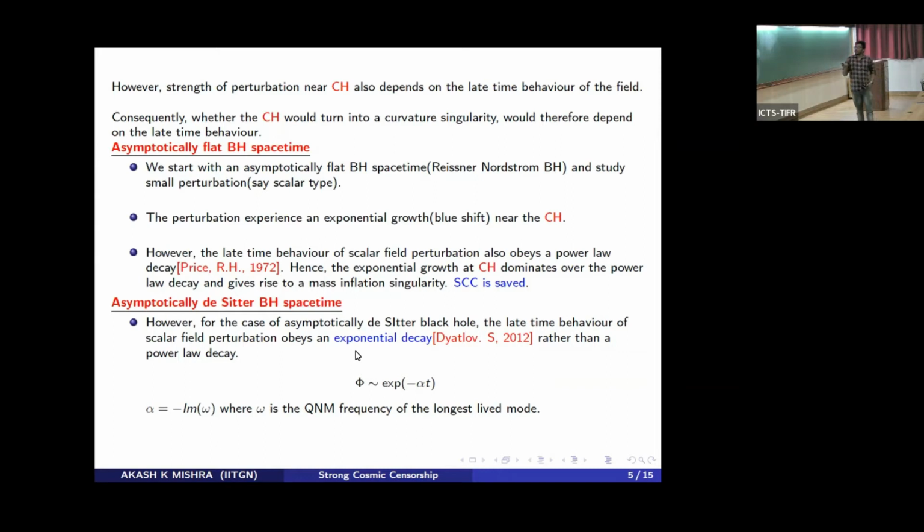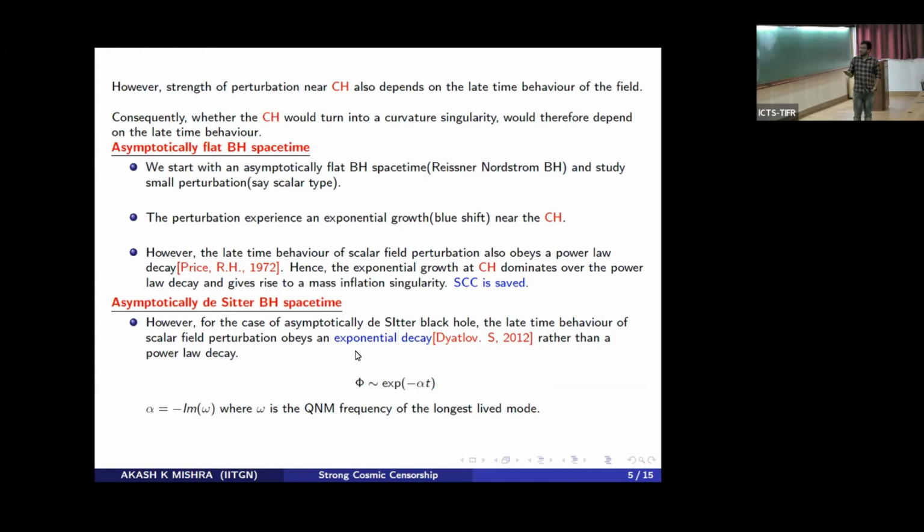In the asymptotically flat black hole case, what happens? The late time decay is power law, so that cannot, of course, counter the exponential growth. However, in asymptotically de Sitter spacetime, the late time decay is an exponential decay. Therefore, for some parameter, you should expect that this decay would be able to counter the exponential growth at the Cauchy horizon. In that case, you can prevent the formation of the mass inflation singularity, and a particle or perturbation can cross beyond the Cauchy horizon, and that would be a violation of strong cosmic censorship.